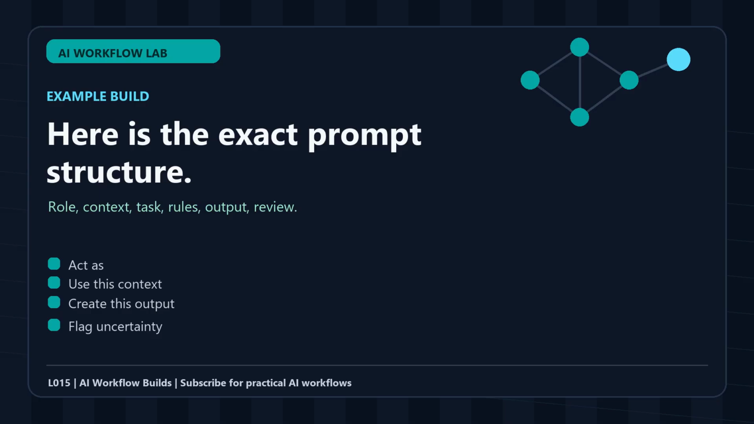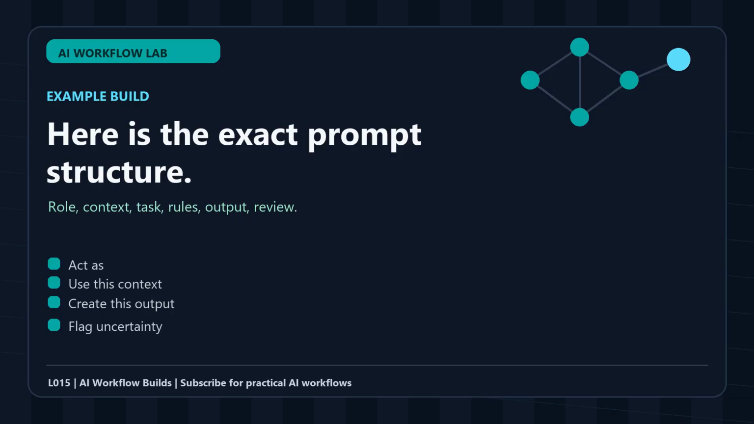Then add the output format. Summary. Inputs used. Recommended actions. Risks. Questions. Next 15-minute move. That last line is powerful because it forces the plan to become behavior. A workflow that does not end in a next move is just more information.